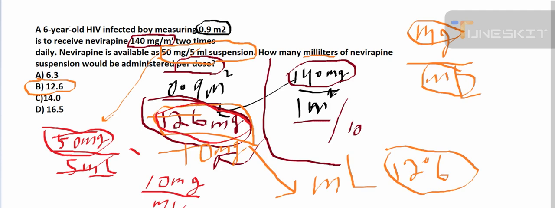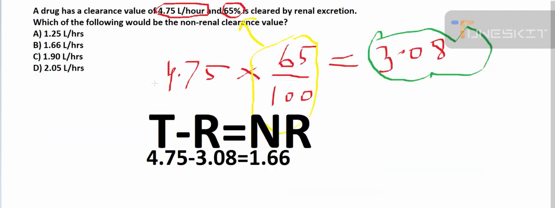When you divide these two values, the 10 mg and 126 mg, you will definitely get the ml value. Very simple. So we have another calculation. The statement is: the drug has a clearance value of 4.75 liter per hour. This clearance is total body clearance, and 65% is cleared by renal.